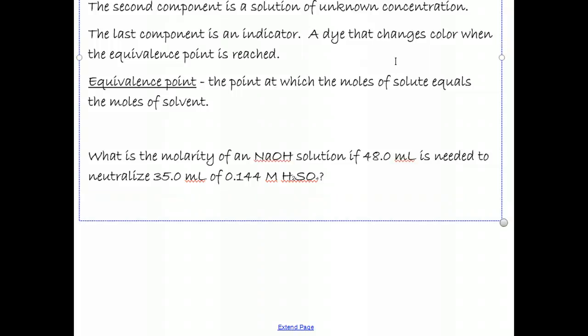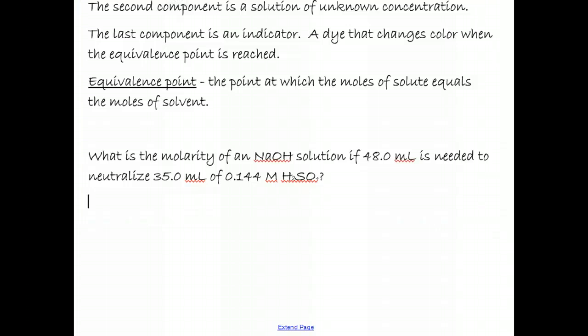So, to start with this, we can use solution stoichiometry to determine this particular calculation. We're going to need to write out our balanced chemical equation. And here I'm going to switch to drawing. It's a little bit easier.